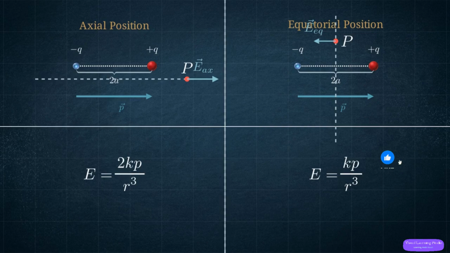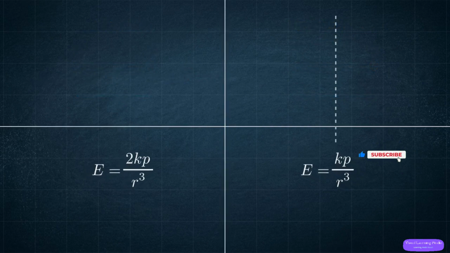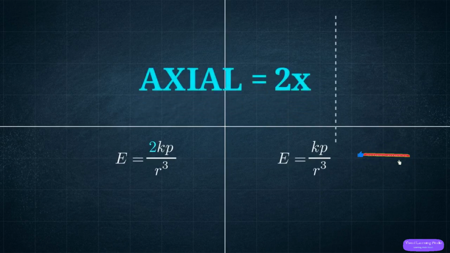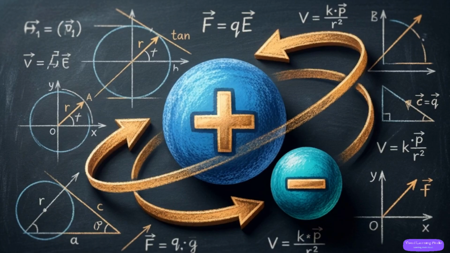Field strength changes depending on your position relative to the dipole. The field on the axial line is exactly twice as strong as the field on the equatorial line. You can remember this with the phrase A for axial, A for double. Knowing these geometric relationships lets you navigate the high-stakes calculations that appear in every board exam.